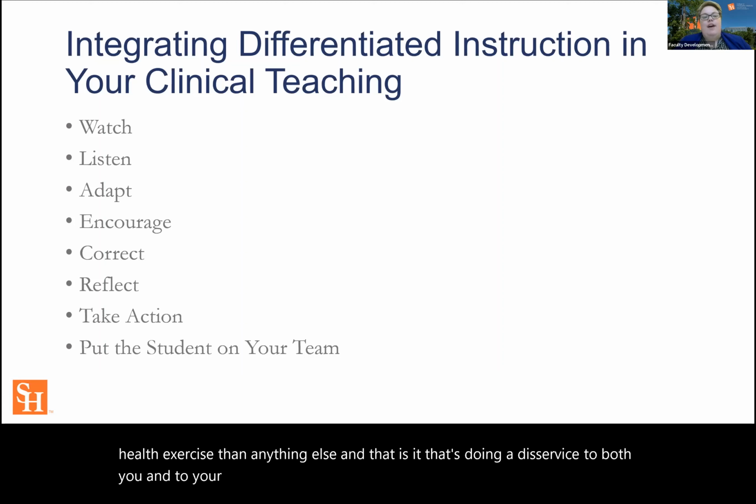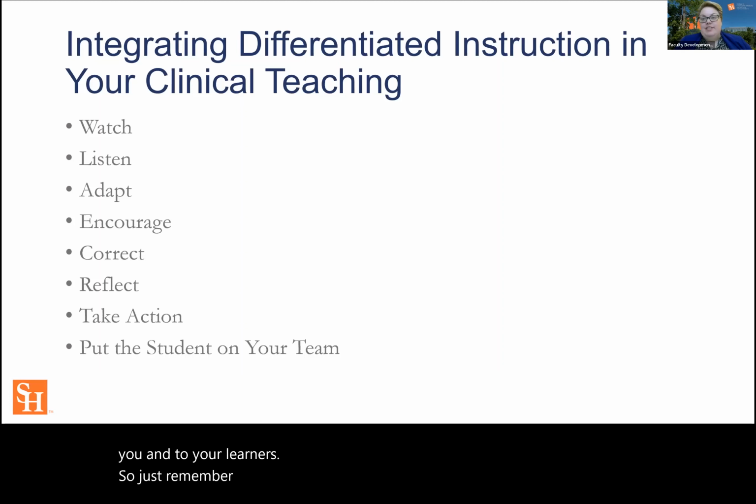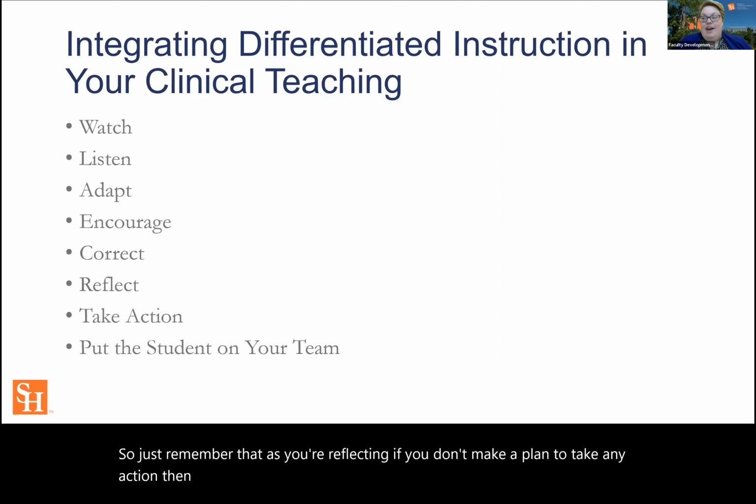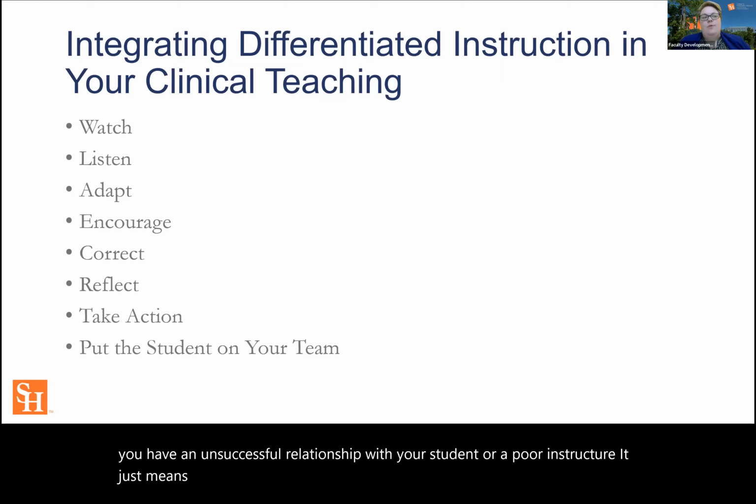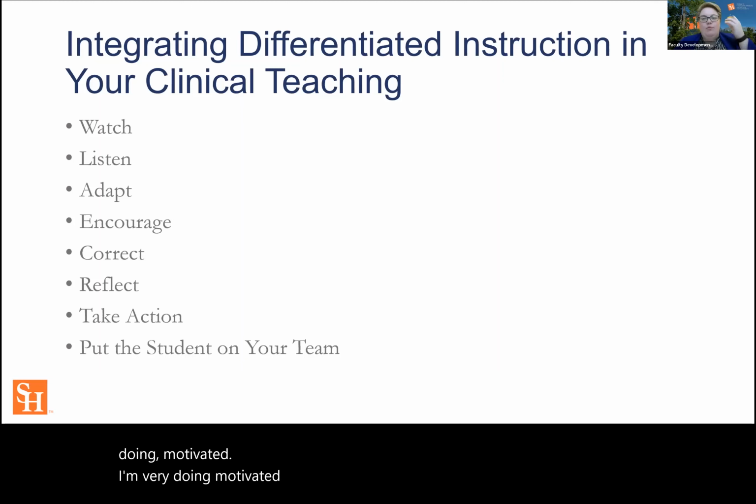So just remember that as you're reflecting, if you don't make a plan to take any action, then you're letting yourself down. And that doesn't mean that you have an unsuccessful relationship with your student, or a poor instructor. It just means that relationship could be stronger. So I'm someone who's very motivated. I want to get things done. I really want a fast clip in all of the work that I do.